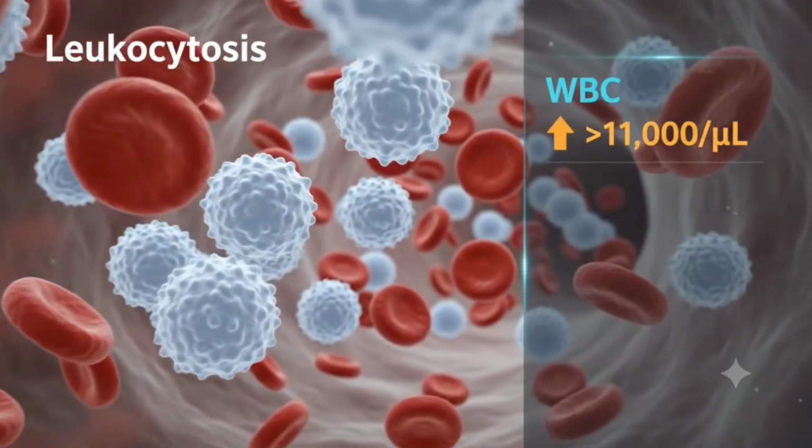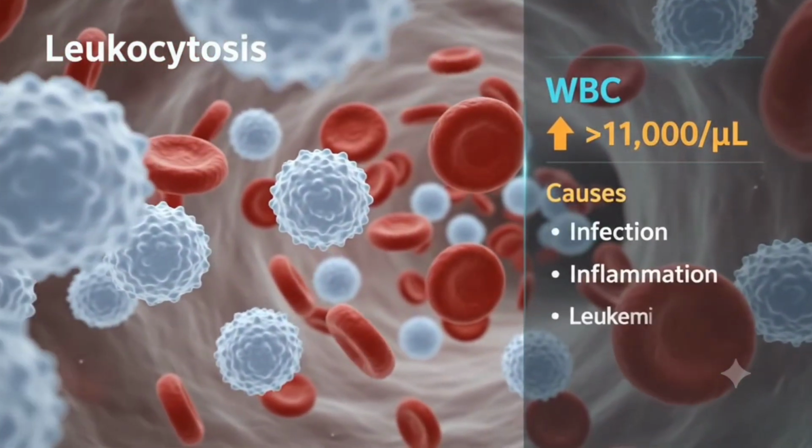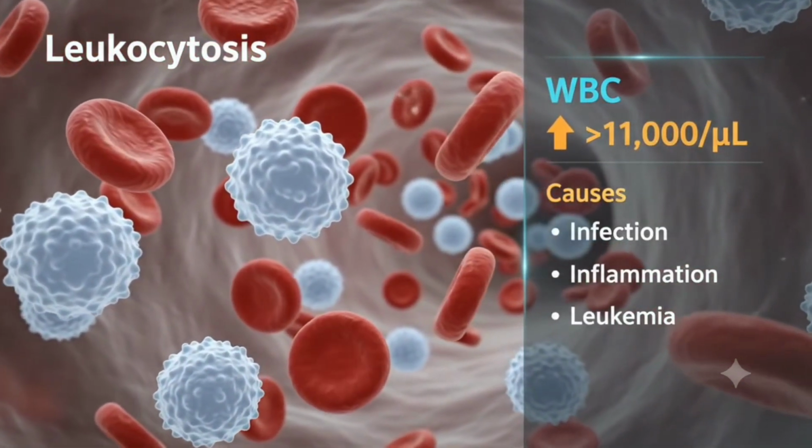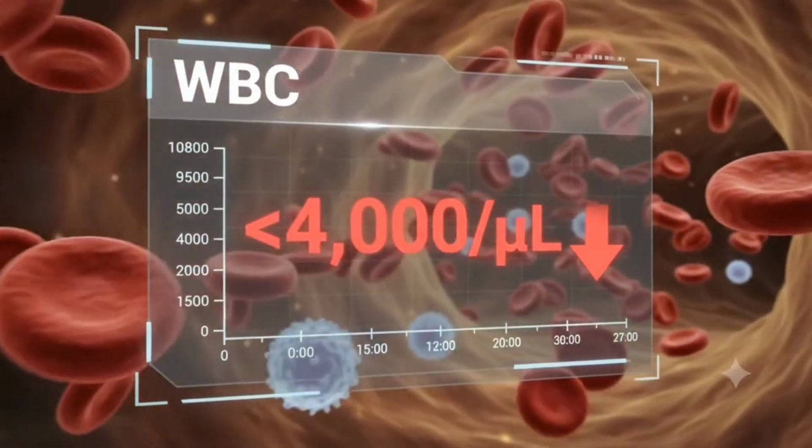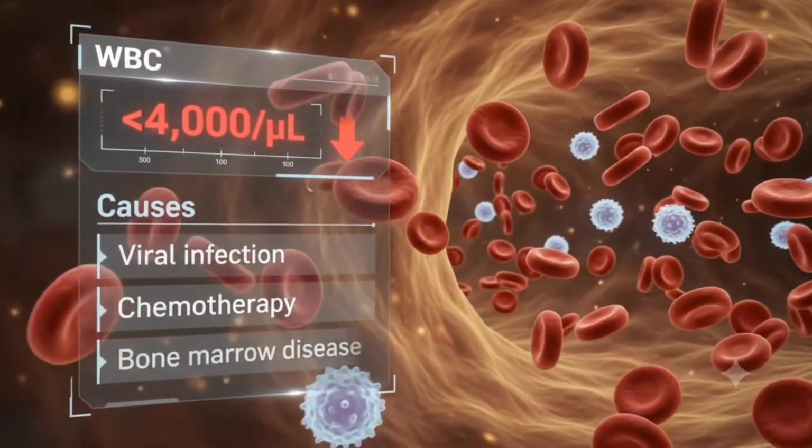Leukocytosis means the white blood cell count is above the normal range. Causes include infection. Leukopenia means fewer white blood cells. This increases the risk of infections.